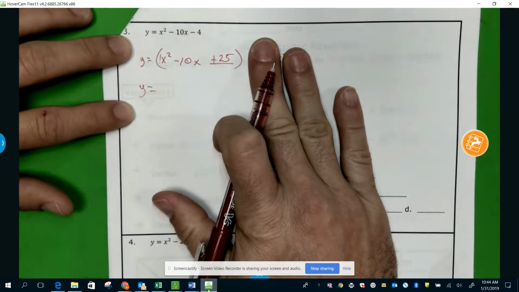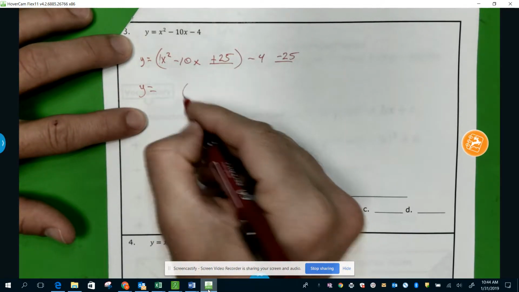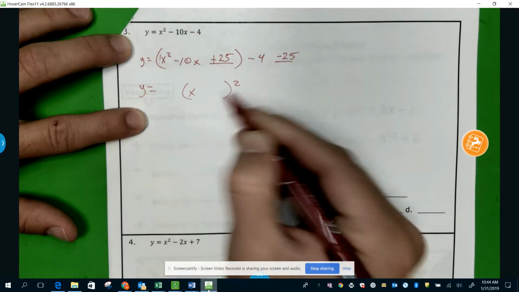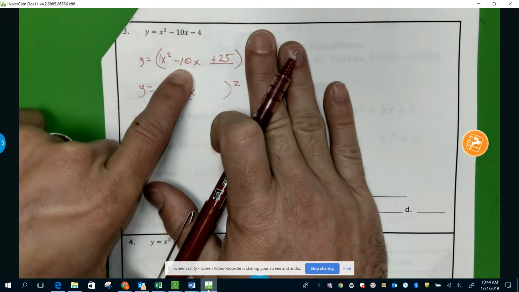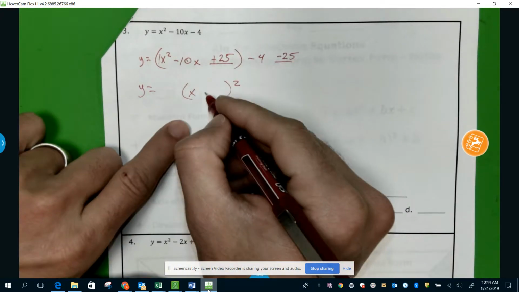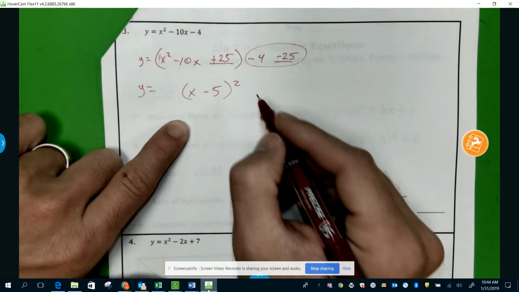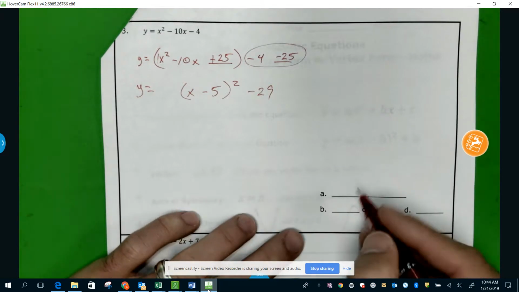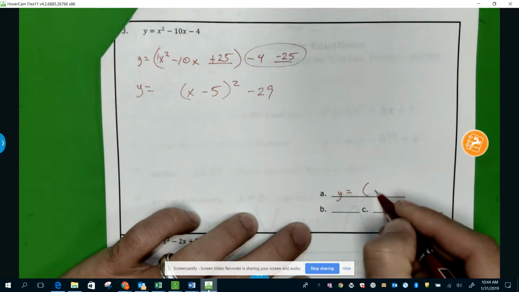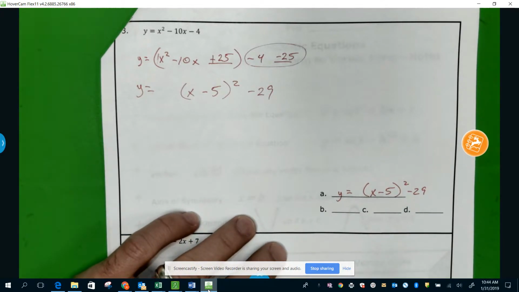All right, so ignore those back constants. Let's factor the trinomial here. There's a shortcut we always use. I know I need an x in front. What number is going to go in here? Half of my middle term, so half of negative 10, which is negative 5. Now combine your like terms here in the back: negative 4 minus 25 more, negative 29. So y equals x minus 5 squared minus 29.